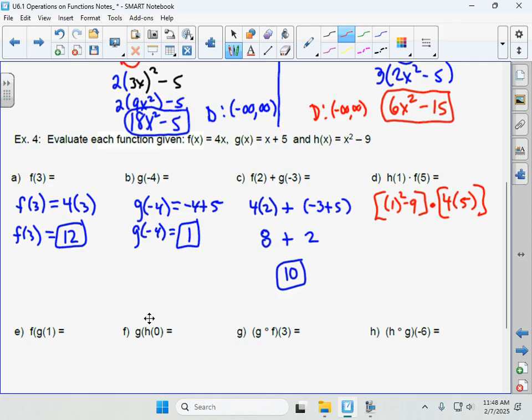All right, so 1 squared is 1. 1 minus 9 is negative 8. Okay, times 4 times 5 is 20. Negative 8 times 20 is negative 160.